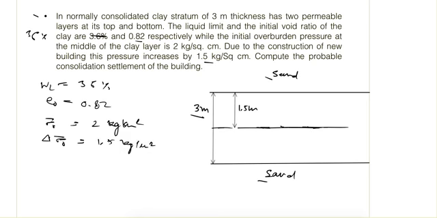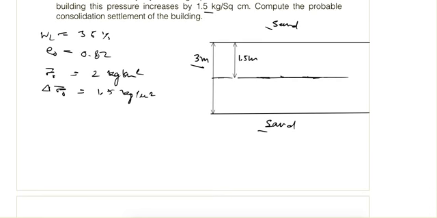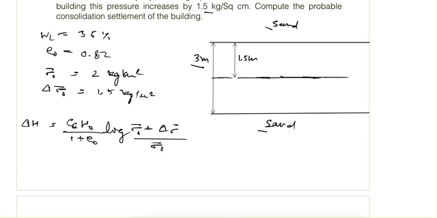So in terms of effective stress, we know that the settlement formula is given as Cc H naught upon 1 plus e naught, log of sigma naught plus delta sigma divided by sigma naught. So here we know the e naught, H naught is the total thickness, that is 3 meter, and sigma naught and delta sigma also we know, just we don't know the compression index.